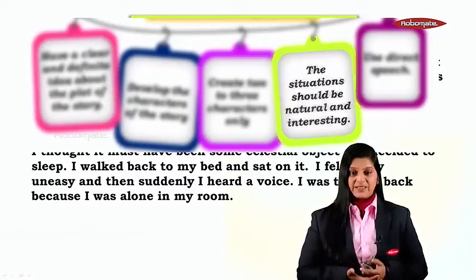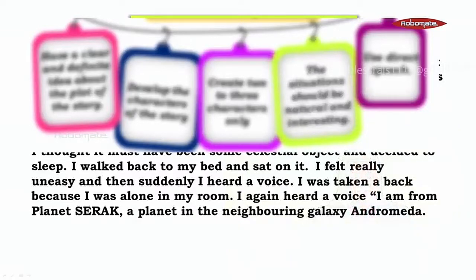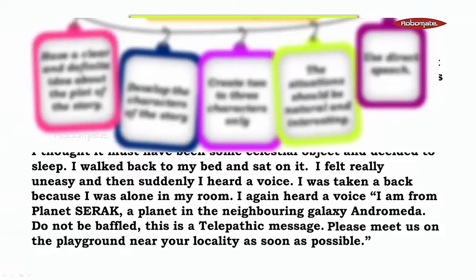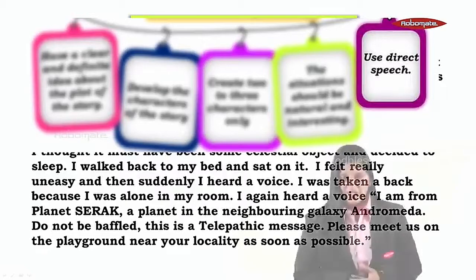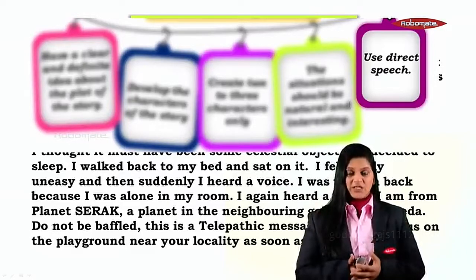Okay, now let's go to the next line. "I again heard a voice. I am from planet Sirac, a planet in the neighboring galaxy Andromeda. Do not be baffled. This is a telepathic message. Please meet us on the playground near your locality as soon as possible." Now, if you observe, I have made use of direct speech over here. That is, I have put in a dialogue to make the impact on the reader.